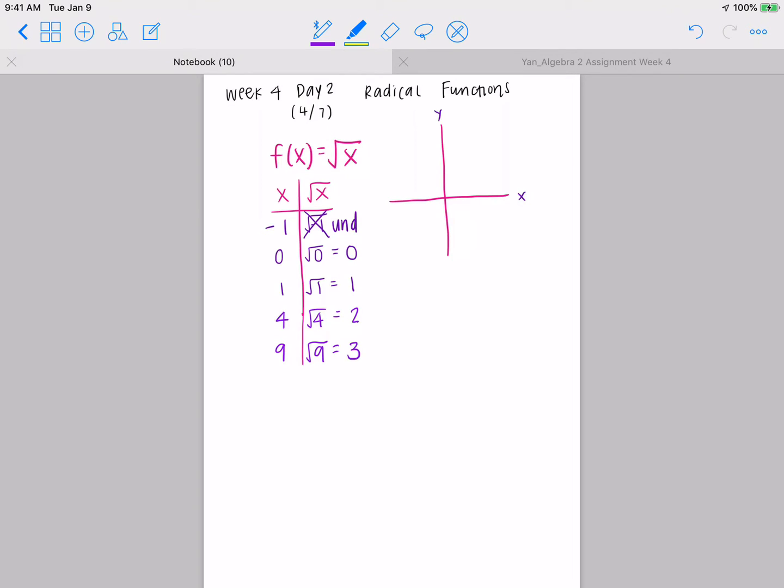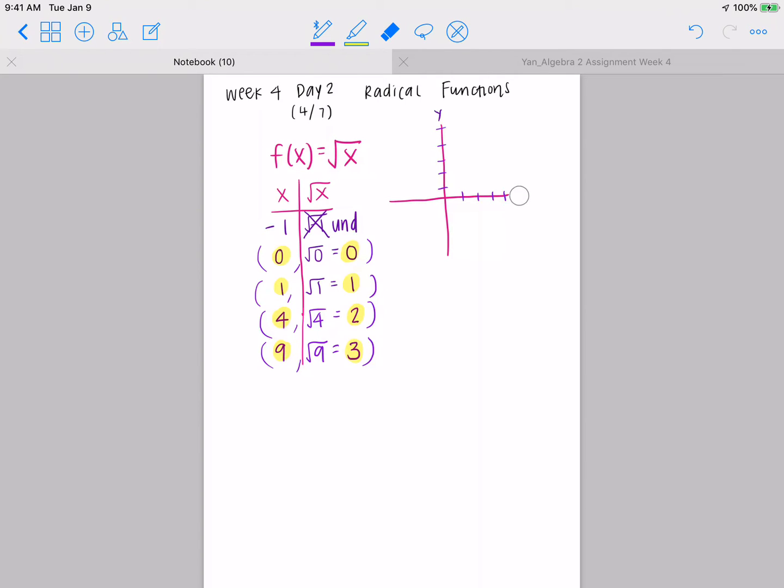So you're really graphing 0 comma 0, 1 comma 1, 4 comma 2, and 9 comma 3. These are the points that you're graphing. Let me go ahead and graph this and show you what it means. 0, 1, 2, 3, 4, 1, 2, 3, 4, 5.